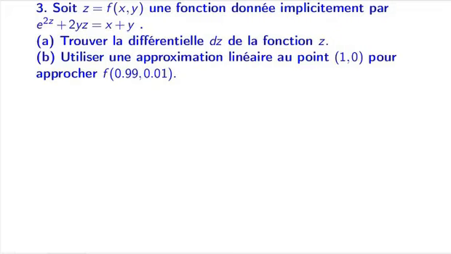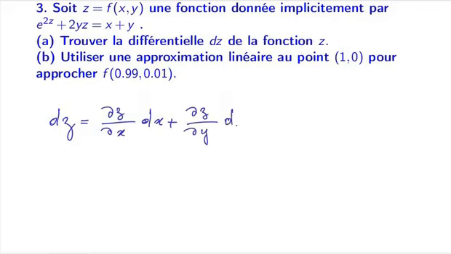So we have here an implicit function defined by a relation, and we are looking for its differential. We know that the differential of z is written as the partial derivative of z with respect to x dx plus the partial derivative of z with respect to y dy. We will therefore be led to find the partial derivatives of z with respect to x and with respect to y.